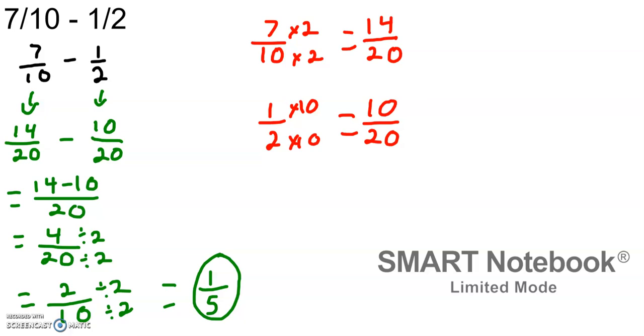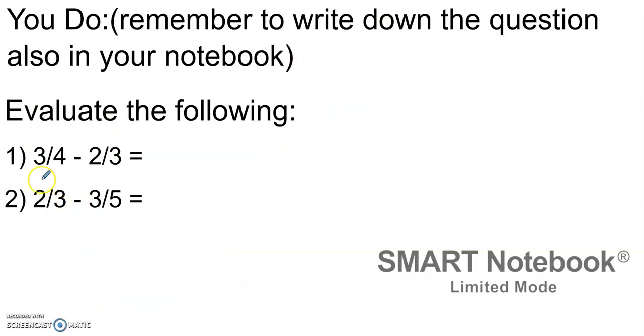Now that we have done 3 of them together in this video, I'm going to give you 2 to do on your own. Again, this is the way we would type it in regular typing. We're used to seeing this as 3 over 4, subtract it by 2/3. So it's 3/4 minus 2/3 equals. That's what you need to find. And on this one, we would write this as 2 over 3, or 2/3, minus 3 over 5, or 3/5.